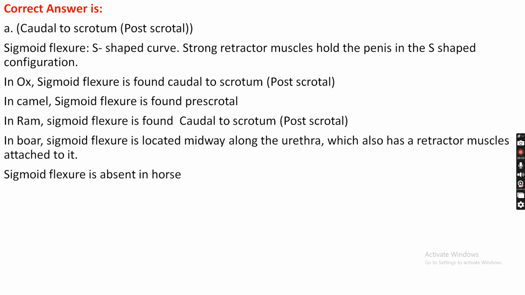The sigmoid flexure is an S-shaped curve, and strong retractor muscles hold the penis in this S-shaped configuration. In ox, the sigmoid flexure is found posterior to the scrotum, that is caudal to the scrotum. But in camel it is found pre-scrotal. In ram it is also found in the post-scrotal position. In boar, the sigmoid flexure is located midway along the urethra, while it is absent in horse.